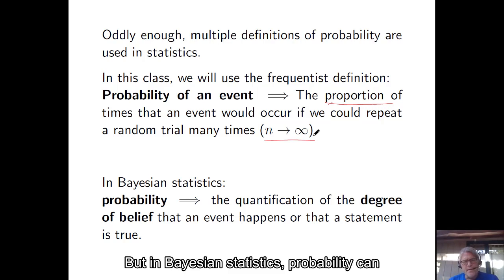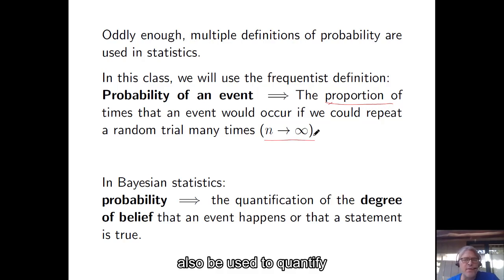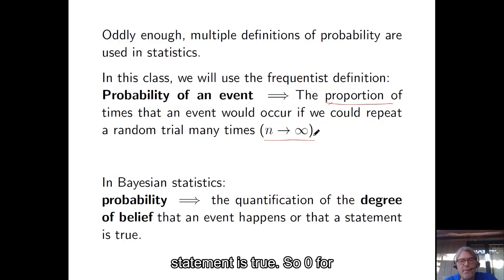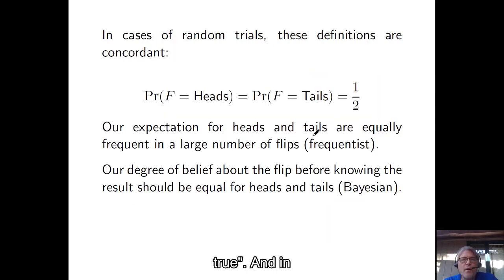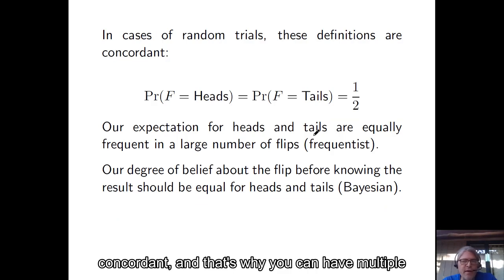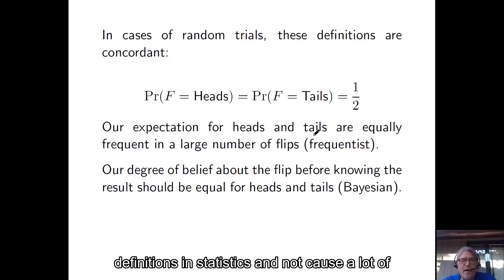But in Bayesian statistics, probability can also be used to quantify the degree of belief in something, whether that could be whether an event happens or whether a particular statement is true. So 0 for it's impossible and 100% or 1 for you're certain that it's true. And in the case of random trials, these definitions are concordant, and that's why you can have multiple definitions in statistics and not cause a lot of problems.